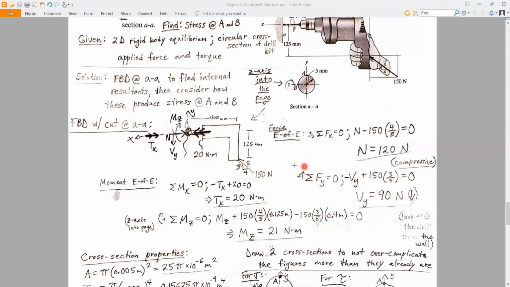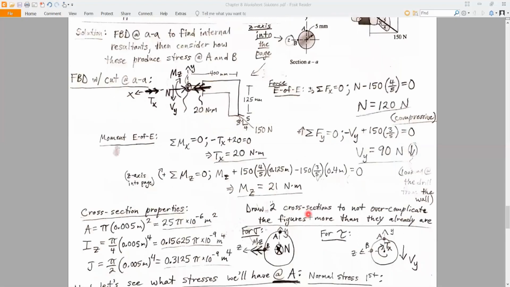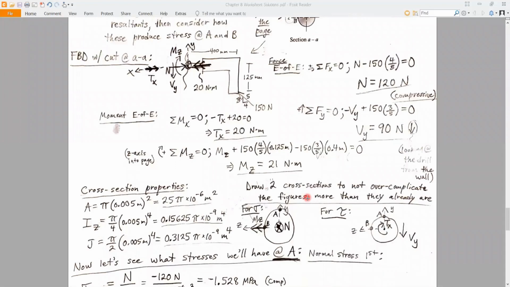Yeah, it's a little complicated, but once you get all of these, we then need to look at our cross sections, our single cross section, but I drew it a bunch of times to make it not so complicated looking. And we're going to analyze our normal stress due to our normal force, N, that we found, and our bending moment. And then we're going to look at our shear stress, tau, due to our shear force, V, that was going in the y direction, and the applied torque on the axis of the drill bit.